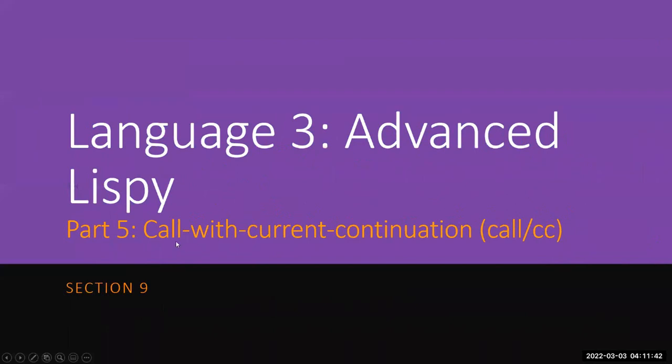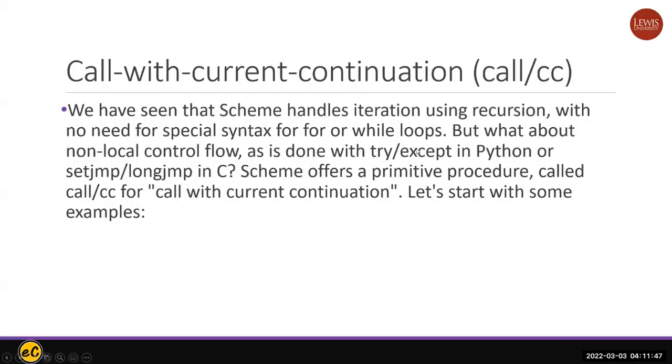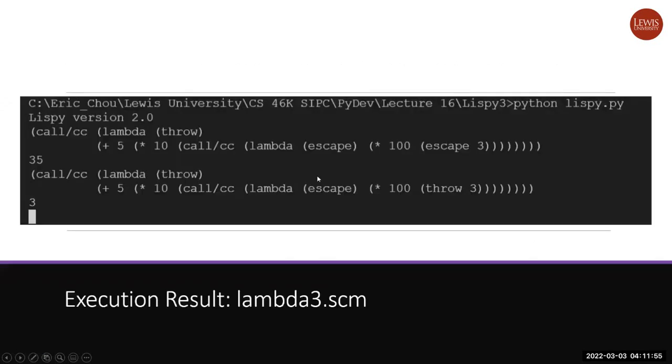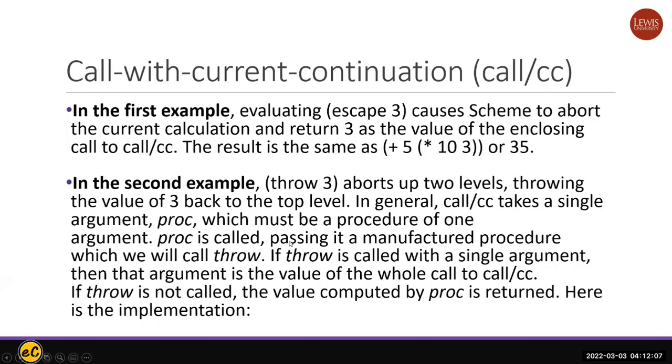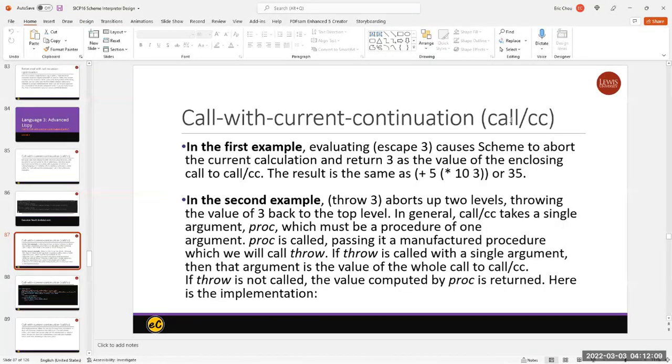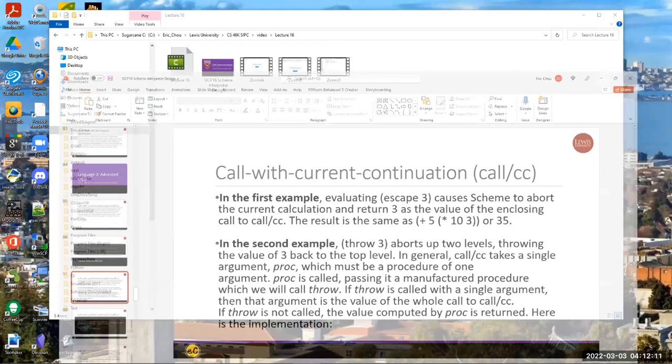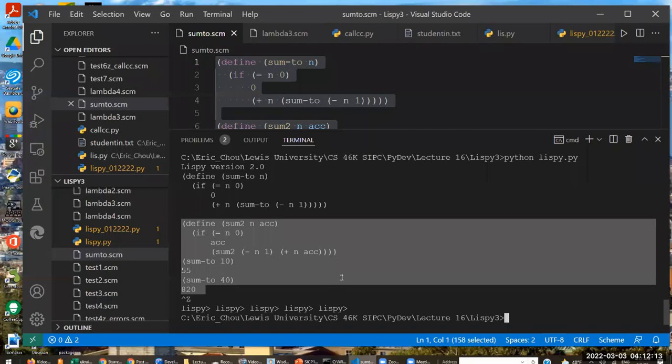The next one is call with current continuation. It does not need a single line for it. Here you can put a whole function in, so you do not need to write the function in a single line. Now you can allow multiple lines for it. So this one is pretty convenient. So let's run it one more time.